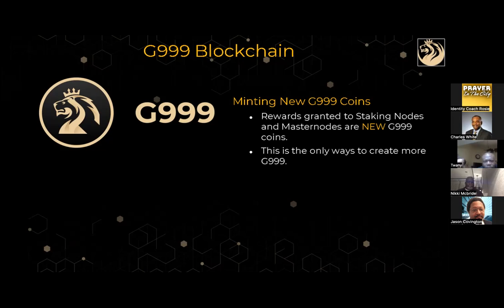The company created a whole bunch of coins at first. They distributed them in different ways. And from that point on, it's only been the staking and the masternodes that create new G999 coins.